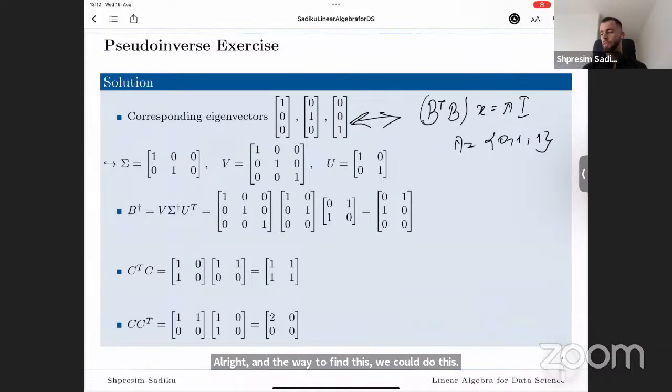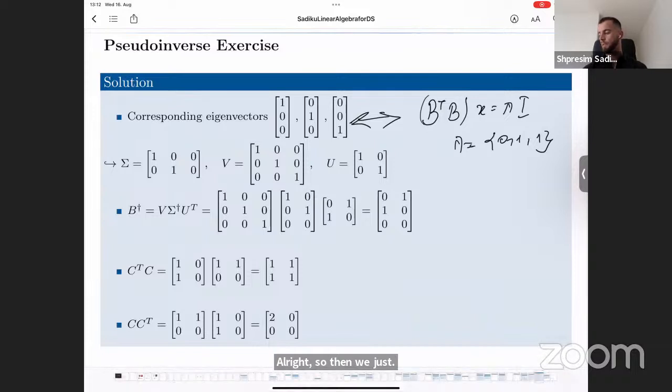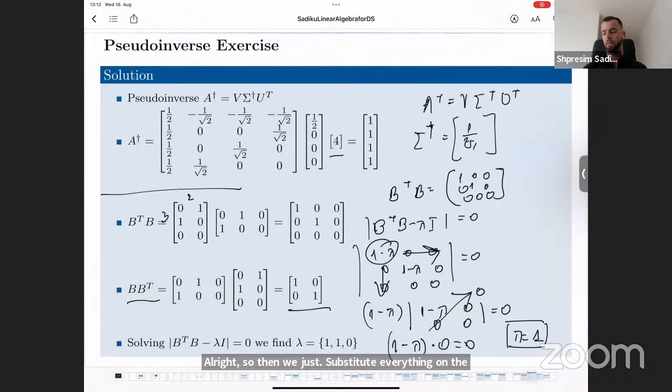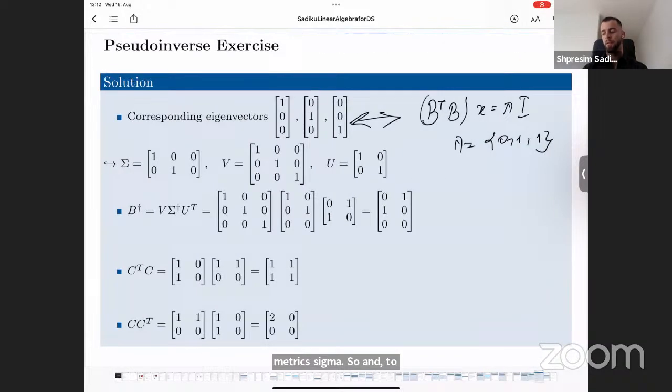All right, so then we just substitute everything in the matrix sigma. So the two eigenvalues, 1 and 1. In the V, we substitute the three eigenvectors, and in U also the two eigenvectors. And the B dagger is just given by V sigma dagger U transposed. So we substitute everything in, and we find that the B dagger matrix is given by this matrix 0, 1, 1, 0, and 0, 0.